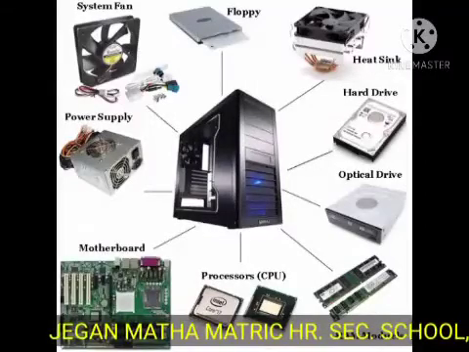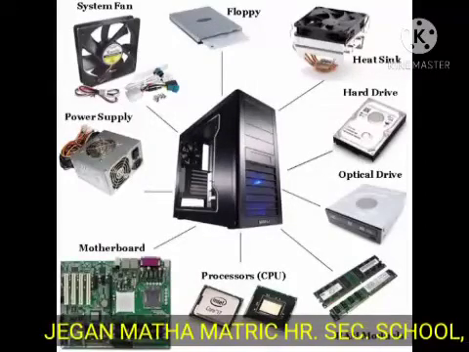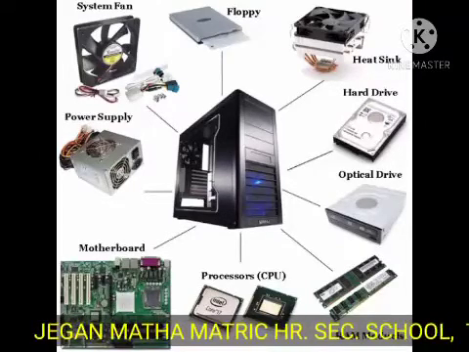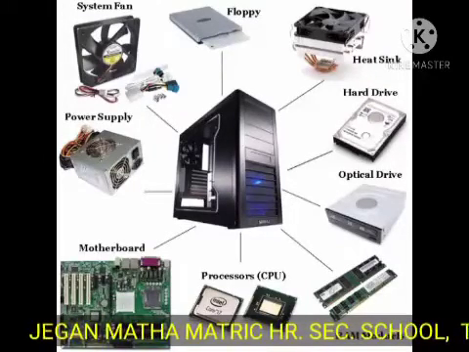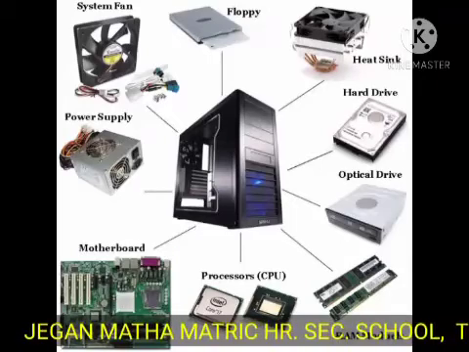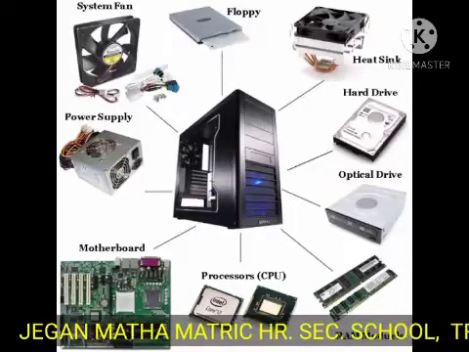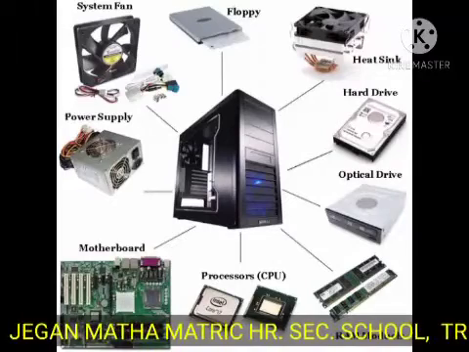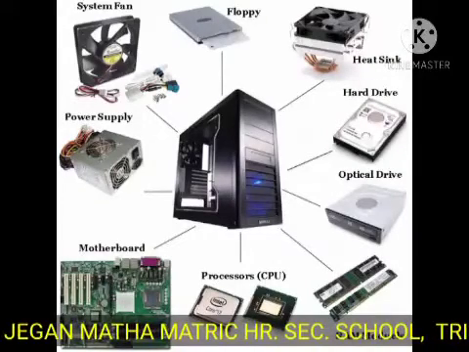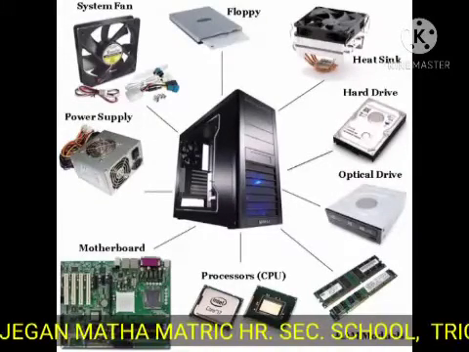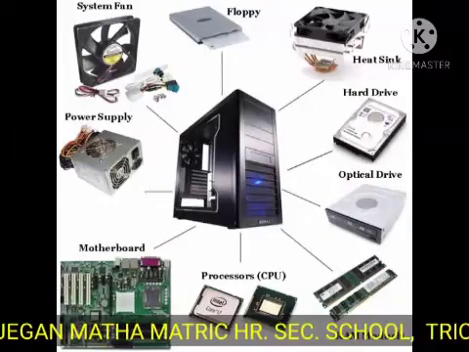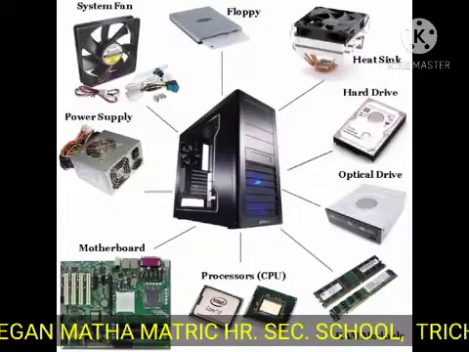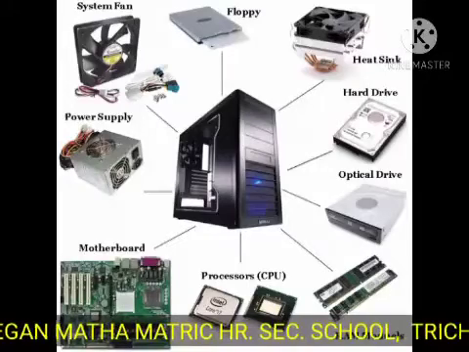Central Processing Unit, CPU. The CPU is the brain of the computer. The data is processed in the CPU. The CPU has three parts: memory unit, arithmetic logic unit, control unit. Control unit. The control unit controls the function of all parts of the computer.